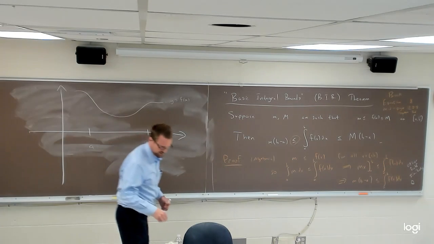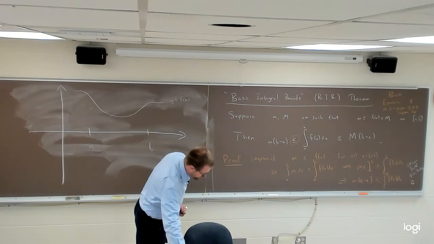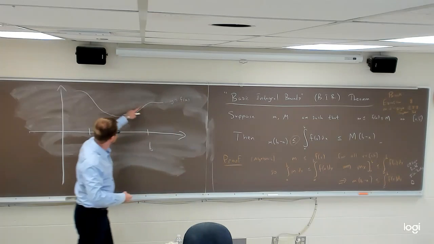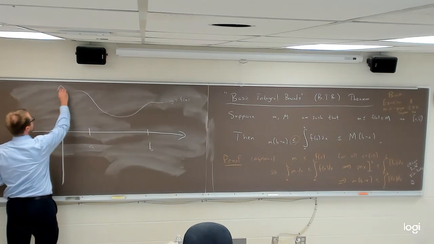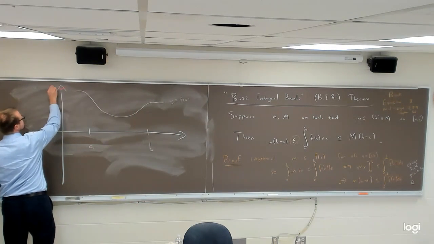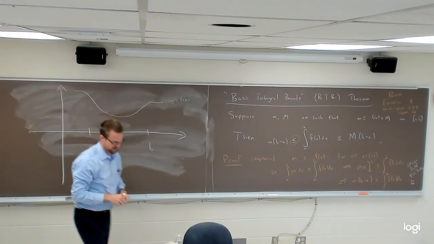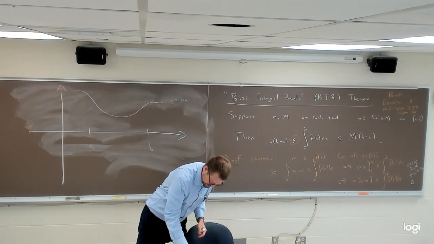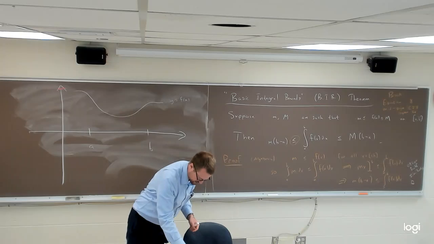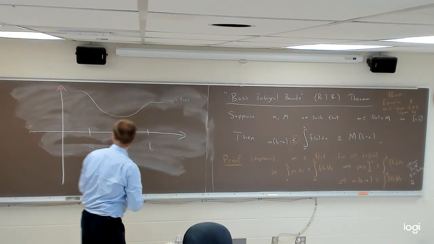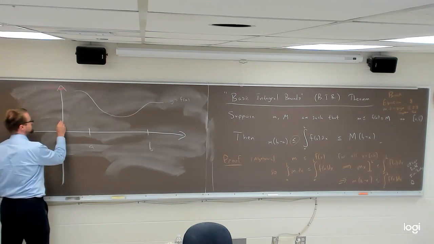So capital M is some value that's bigger than this function all across the interval. Let's say maybe here. Bigger than all the values of the function on that interval. And lowercase m is smaller than all the values of the function on that interval. Let's say that's like down here maybe.